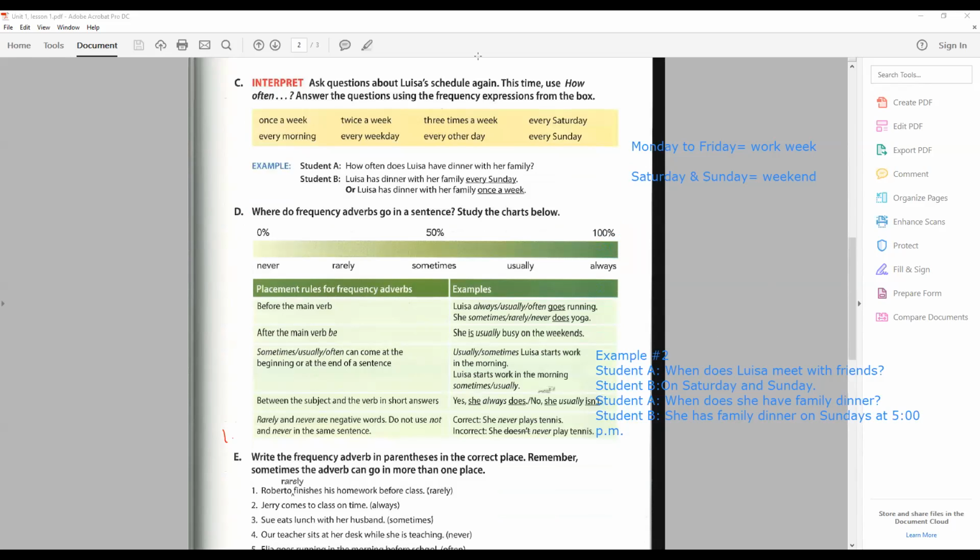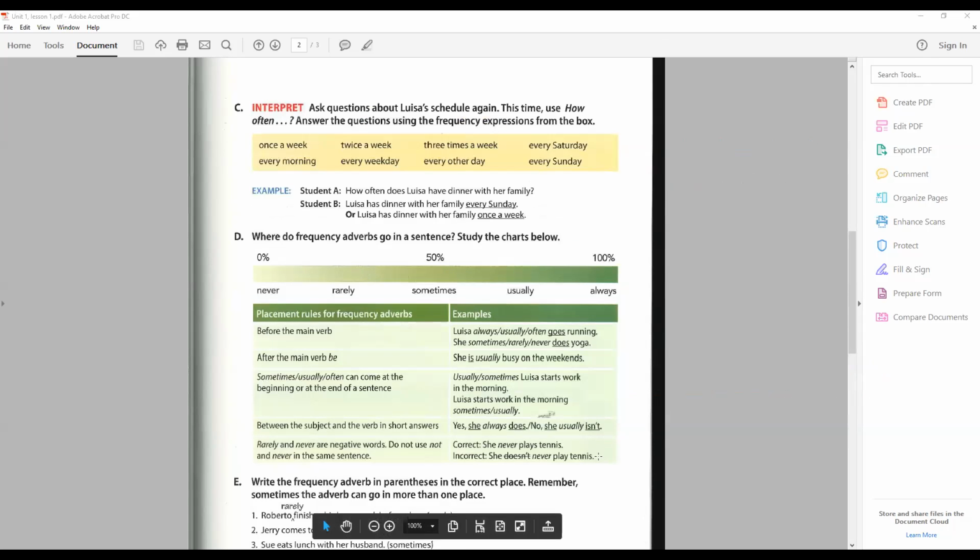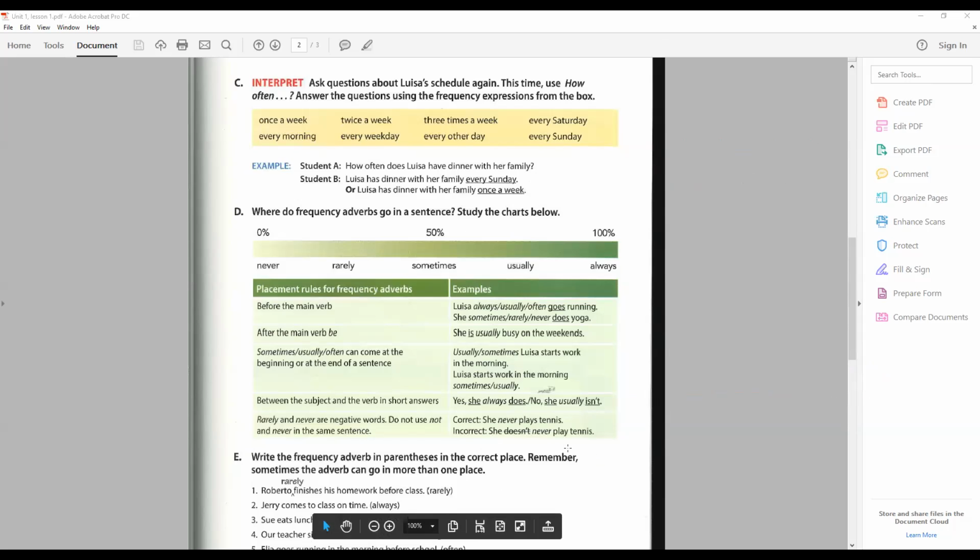Okay. So let's see. Oops, I have to clear it all. There we go. Okay. So how often? Oh, ¿con qué frecuencia?, right? That is the phrase that we are using this time around.